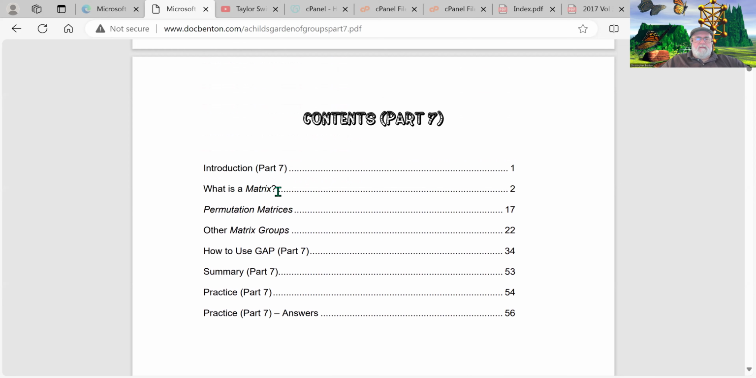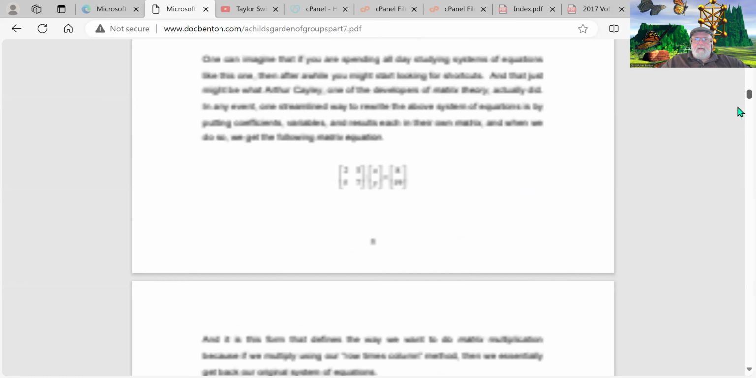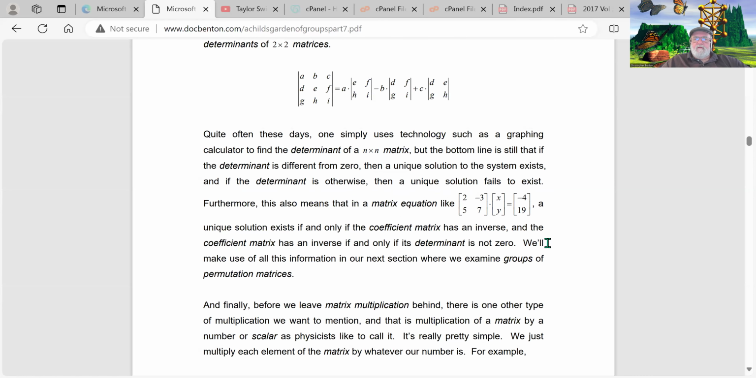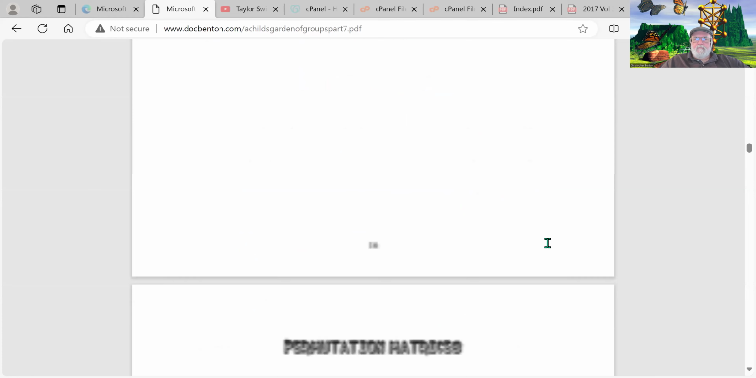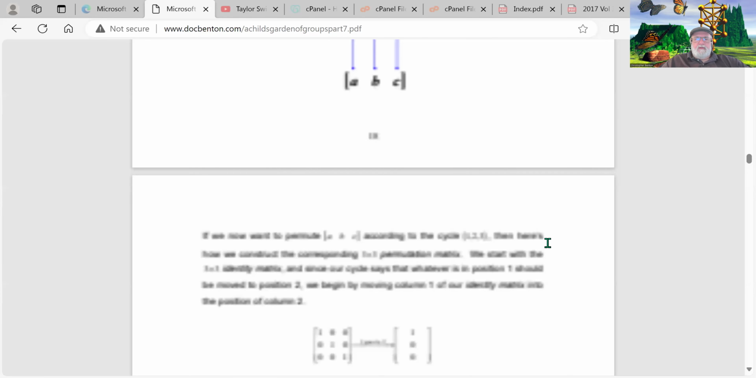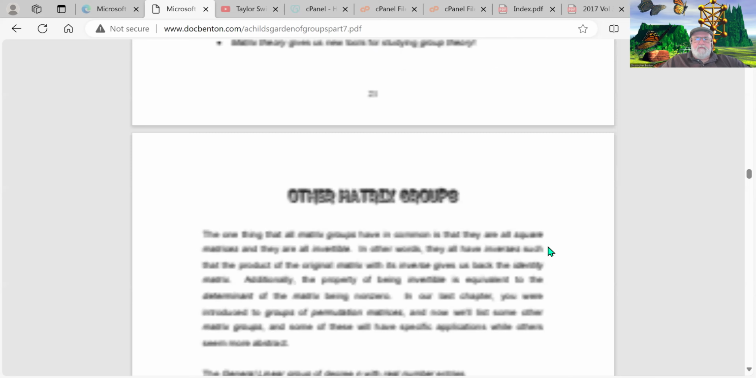I get into what is a matrix? It's a rectangular array of numbers, but certain matrices can go together using regular matrix multiplication, usually to form groups. So I talk about permutation matrices, other kinds of matrix groups, and also more on how to use GAP software. Let's see if I can get into some of the other matrix groups here. Okay. Permutation matrices. Here we go.